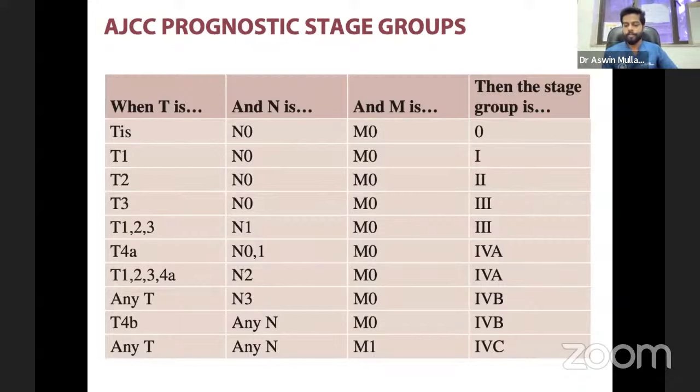Then regardless of tumor size, up to T4A, T1 or T2 or T3, if the node is N2, that means multiple nodes or node size more than 3 centimeter, it will directly become 4A. Then any T with nodal status N3 will become 4B. Then primary tumor size T4B, any N, will become 4B. Then the last thing is any T, any N, regardless of tumor size and nodal size, if the patient has distant mets, it is considered stage 4C.